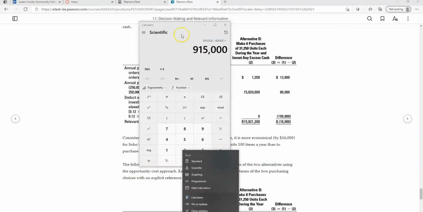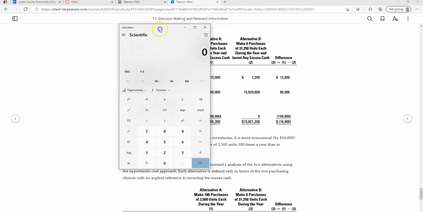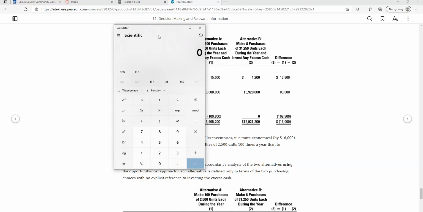So at this point, before I consider the carrying cost of inventory, how much am I going to save if I make alternative B my choice, where I just make 8 purchases of 31,250 units each during the year and invest any excess cash? It's going to be 13,800 plus 80,000, 93,800. So far, without considering carrying costs of inventory, we're looking at saving $93,800 just by choosing alternative B and making those big purchases throughout the year.